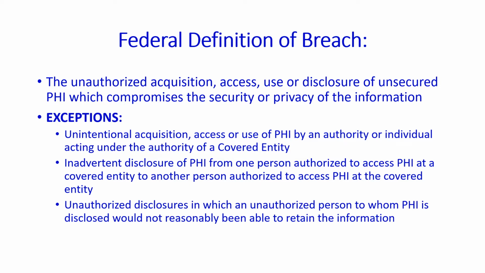One such example is the unintentional acquisition of PHI. This might happen when a tech opens the wrong chart. She makes this error in good faith and does not further disseminate the information. This situation would fall under the unintentional acquisition exception to the breach definition. The same is true for the inadvertent disclosure of PHI from one person authorized to access PHI at a covered entity to another person authorized to see PHI at that same covered entity.